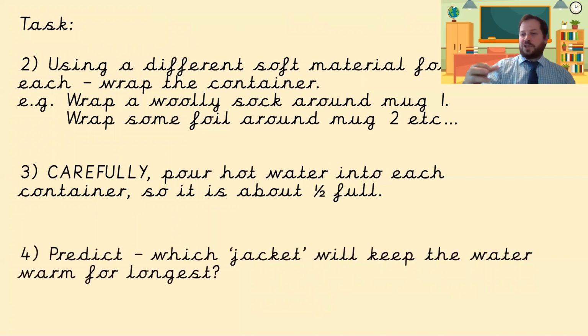And then you're going to predict which jacket, much like we'd wear, will keep the water warmest for longest, very much like we did before. Which one of those jackets is going to help our container be a better insulator? Because what we're then testing are those additional materials: wool if it's a woolen sock, foil, paper, bubble wrap. If you happen to have some, you could use that and see which of those is the better insulator.